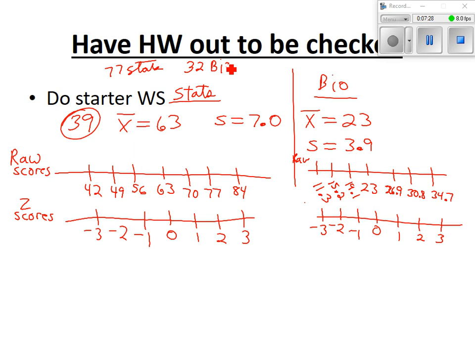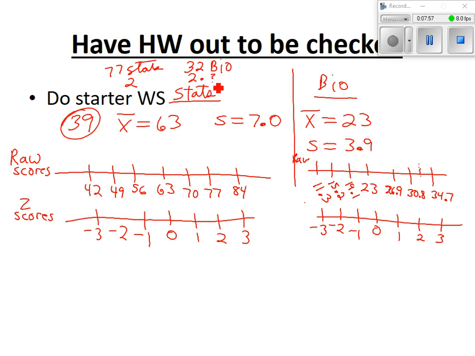It's sort of hard to compare them looking at them this way, right? And that's why we change them into Z-scores. Well, if we're looking at Z-scores for a 77, that's going to be here, so that's going to be a Z-score of 2. And for the biology, a 32 would be somewhere out in here, right? And that's going to be a Z-score of what? 2 point something.